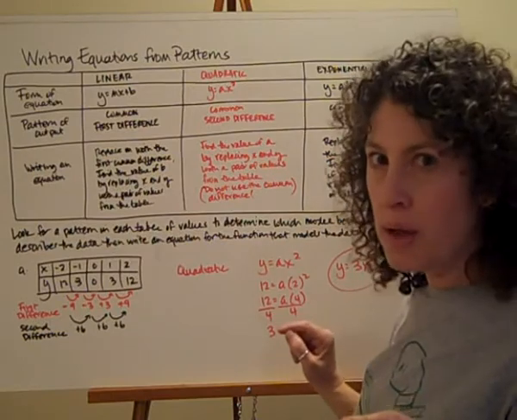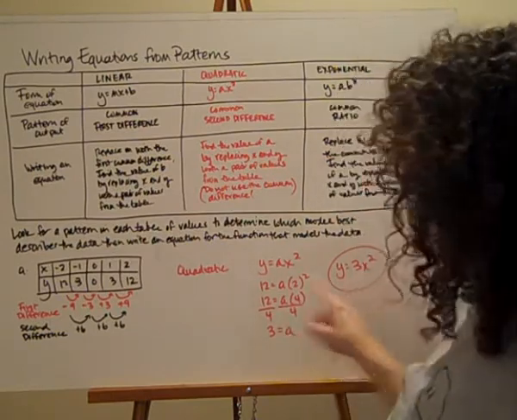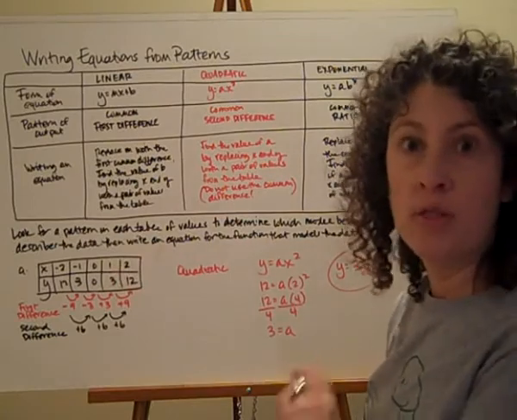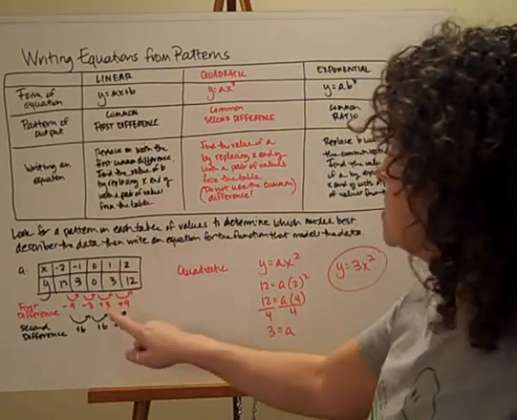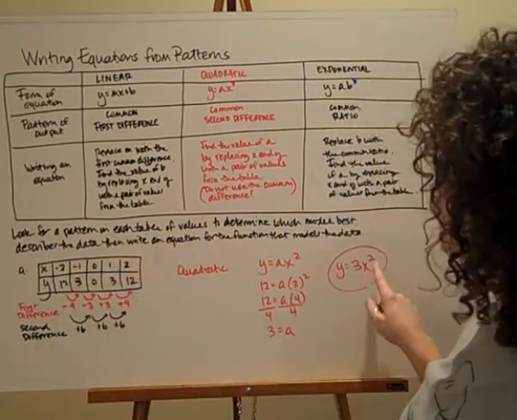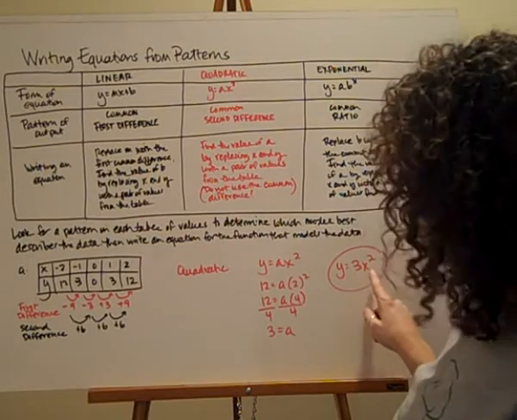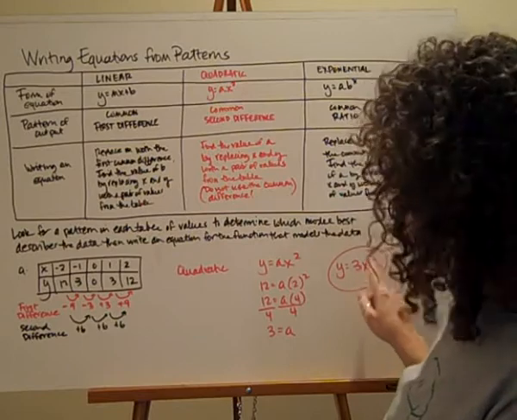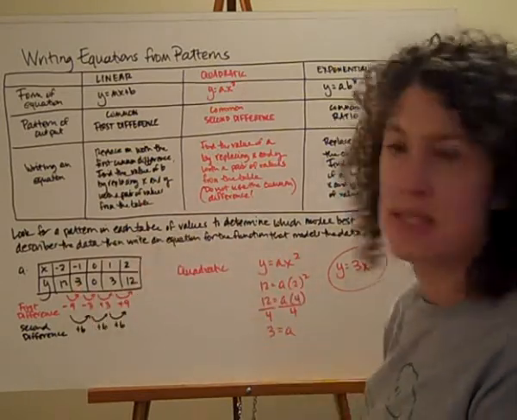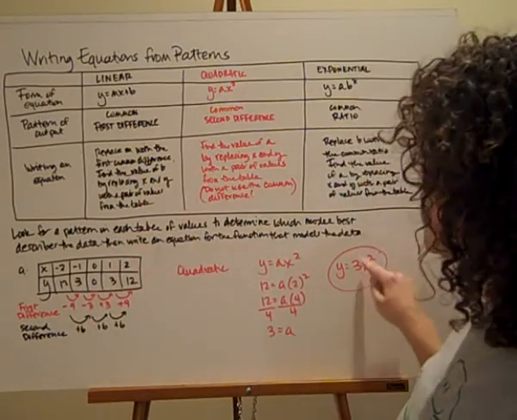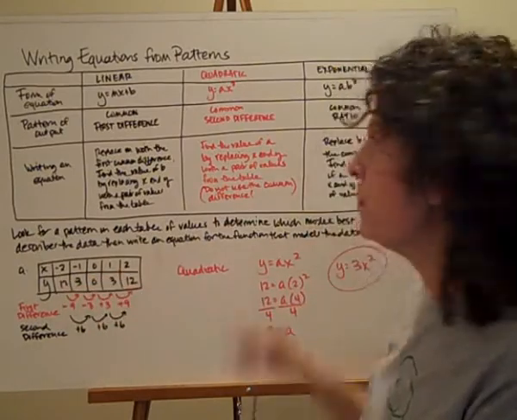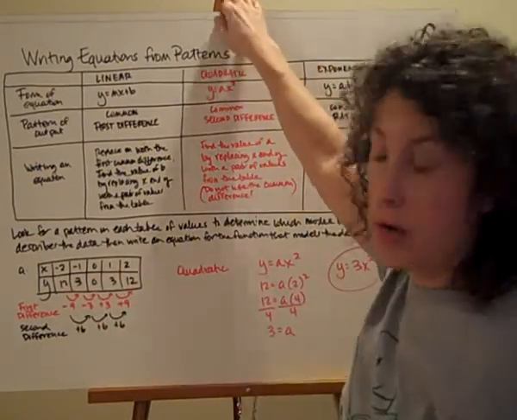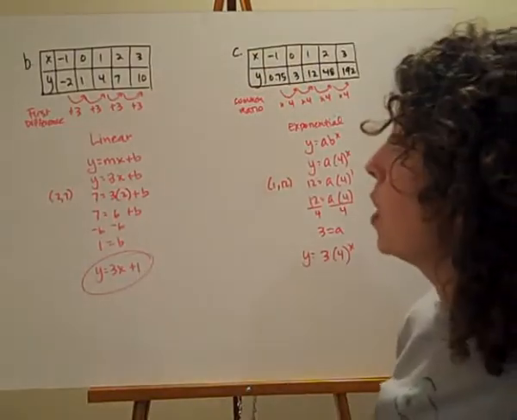I always check my equation just to make sure it works. So I plug it in for a few other values that's not the one that I just used. So for instance, if I had negative 1 in here, negative 1 squared is 1. 1 times 3 is 3. I should get 3 as my output. Yes, that totally works. So this is my equation that works for that particular table. It's a quadratic. All right, let's try 2 more.